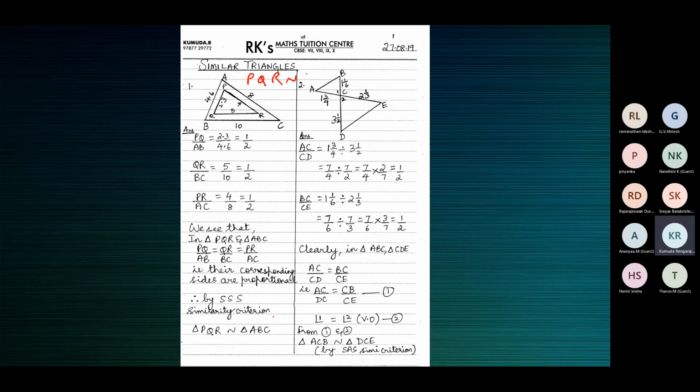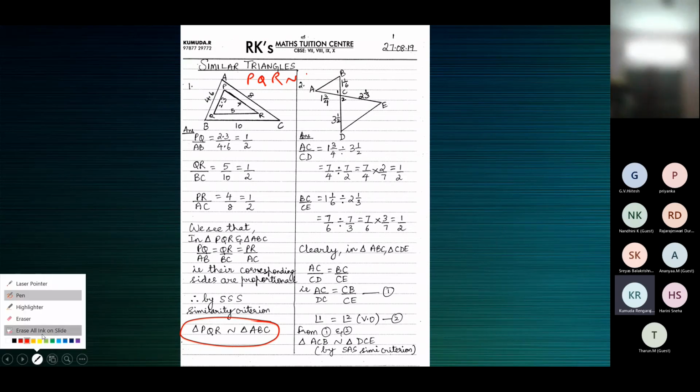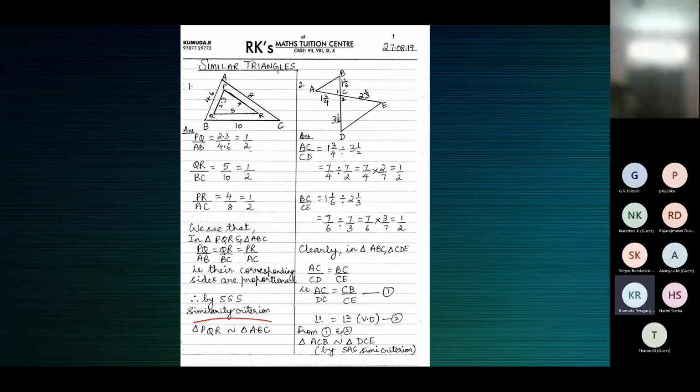You can see here, this is the question. Show that PQR is similar to ABC. This is the question. Show that the figure is given to you. You will have to show that triangle PQR is similar to triangle ABC. So see here, find the ratios. Find the ratios PQ by AB, 2.3 by 4.6, 1 by 2. Then QR by BC, 5 by 10, 1 by 2.